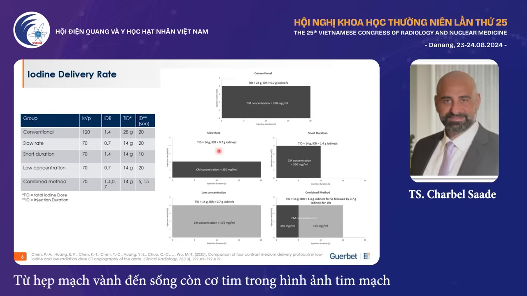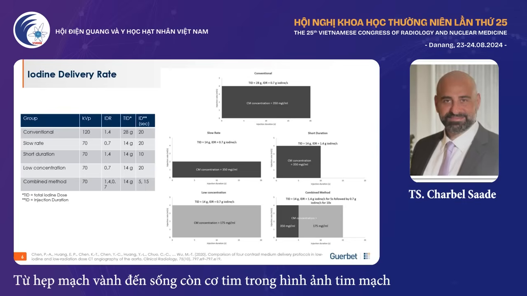The injection flow rate was 2 mL a second for slow rate, 4 mL a second for short duration, low concentration at 4 mL a second. And of course, the combined method, where they looked at an IDR of 1.4, having a high flow rate at 4 mL a second. Keep in mind, all of them used 350 density contrast.